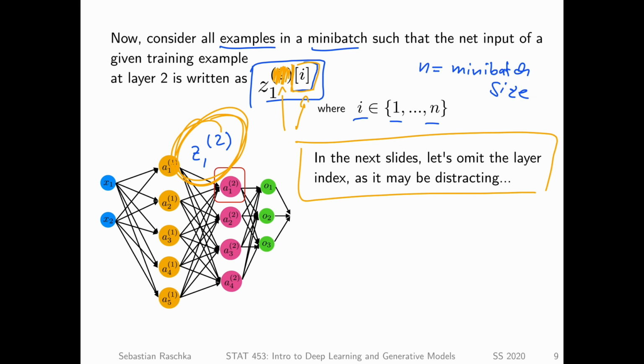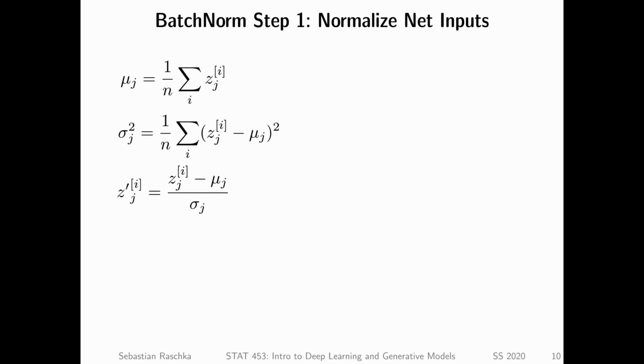So now I'm going to show you all the steps in batch normalization. Actually, there are only 2 major steps, so it's super simple. It may look complicated at first, but really it is a very simple method. Okay, so the first step is normalizing the net inputs. So this is exactly the same as something you've done before, namely z-score standardization.